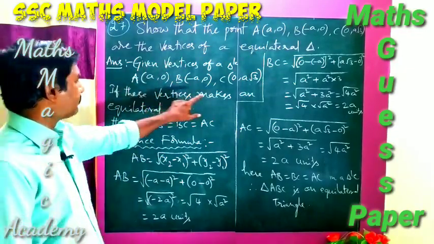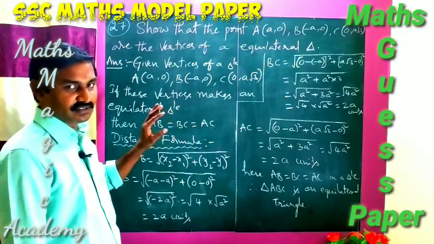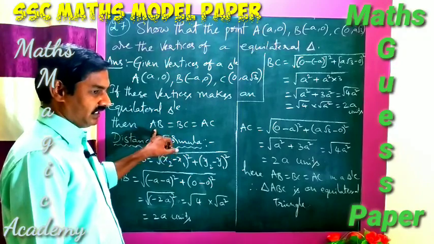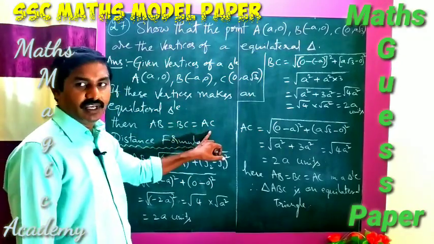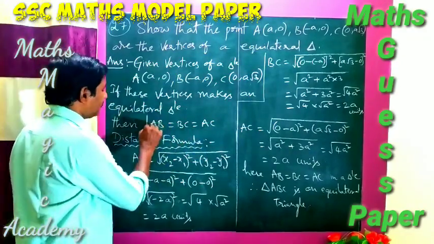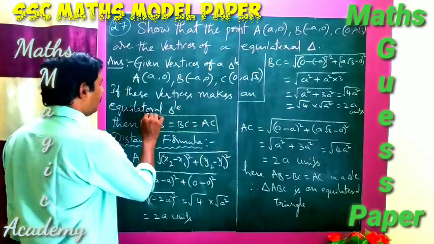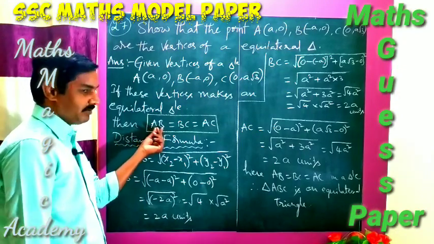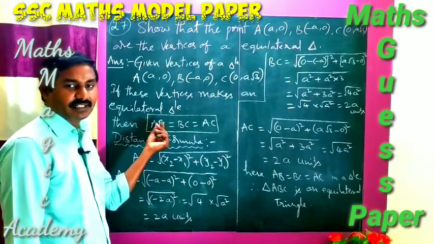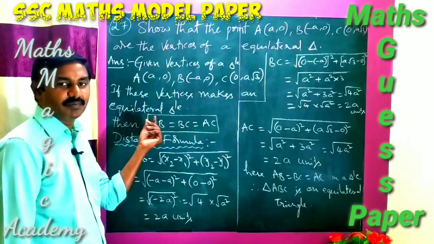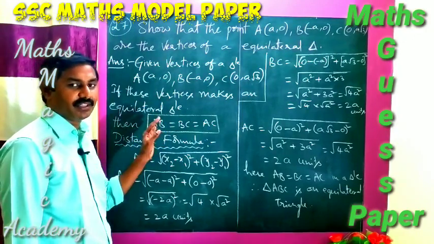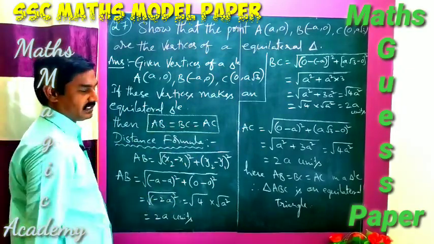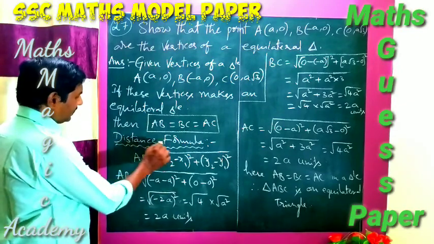If these vertices make an equilateral triangle, we already discussed, no? Then AB side is equal to BC side, which is equal to AC side. That means all three sides of an equilateral triangle are equal. So based on that, we have to find the AB side. AB side is nothing but the length of AB. What is the length of AB? That is distance. So we have to know the distance formula. If you know the distance formula, then only we can find the length of AB, or length of BC, or length of AC.